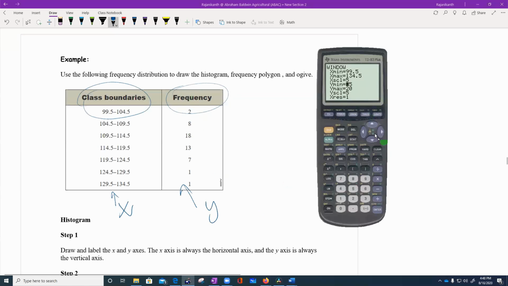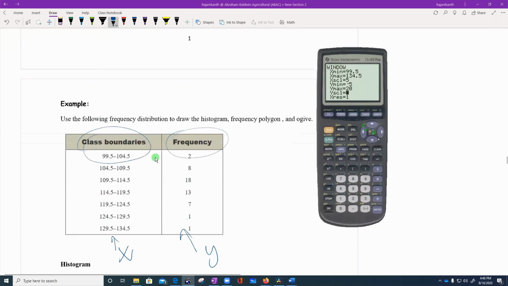Okay, that is there. So my y scale is also increasing by 5. If you want, make it 10 there, no problem. So like that, first you have to set the window according to your data values. Okay. After that, follow the steps.